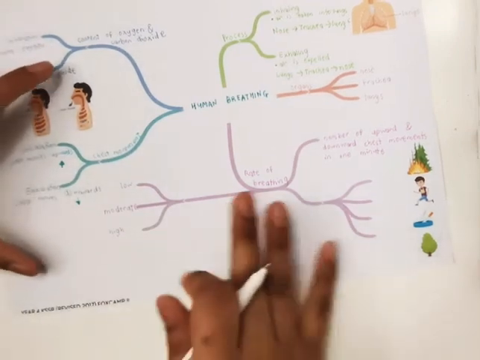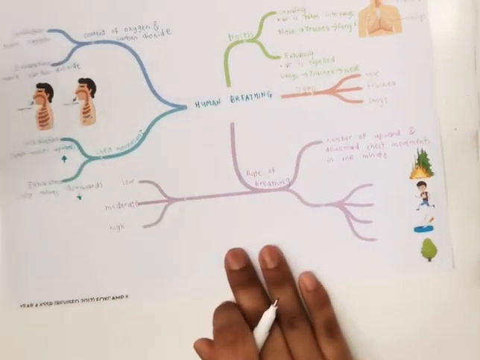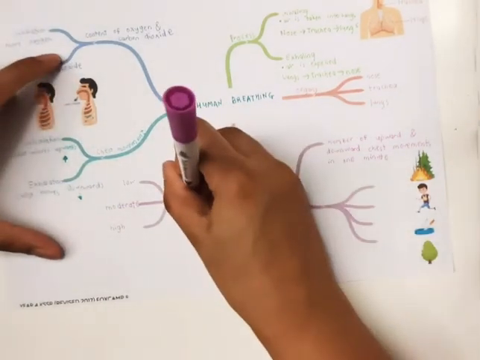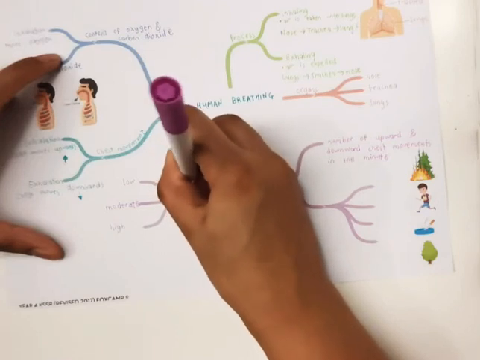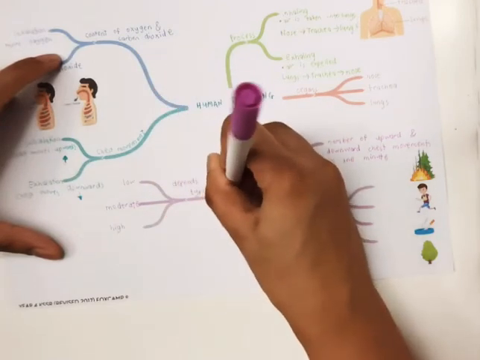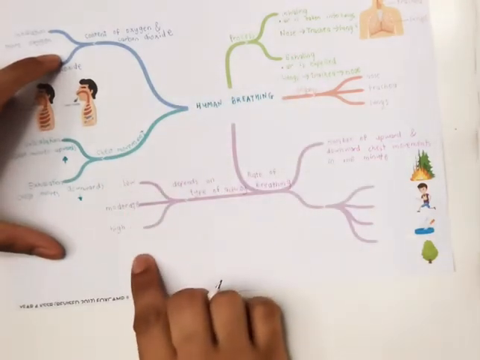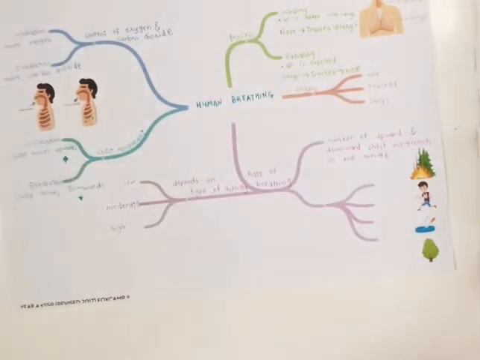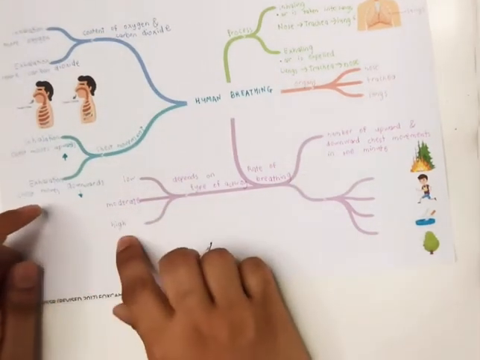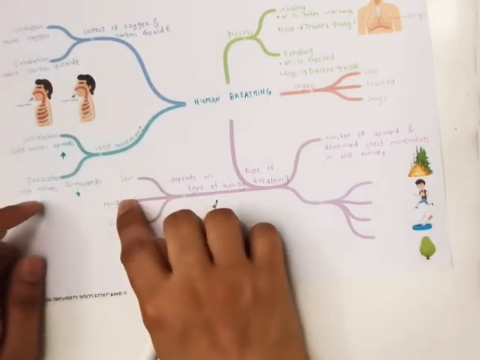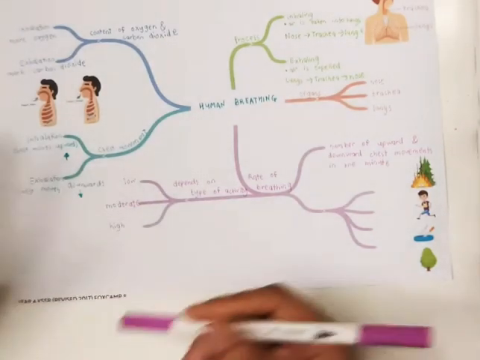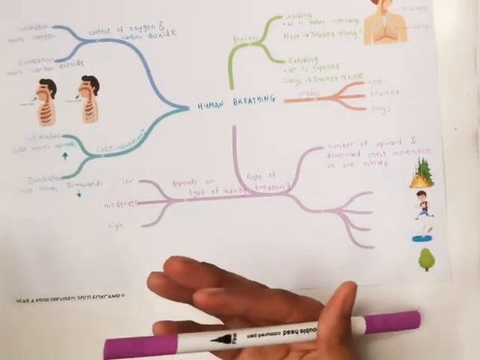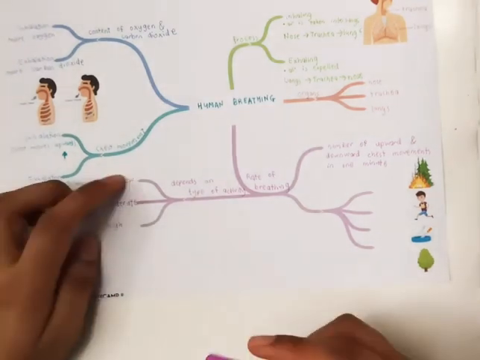Okay, now all of this depends on one thing, which is called your type of activity. So let's say you are sleeping. What will be your rate of breathing? It will be low. Let's say you are running or swimming. So your rate of breathing will be high. Let's say you are cycling. So your rate of breathing will be moderate. So it depends on what you are doing. If you are doing a vigorous activity, then it will be high. If you are doing a less vigorous activity, it will be low.